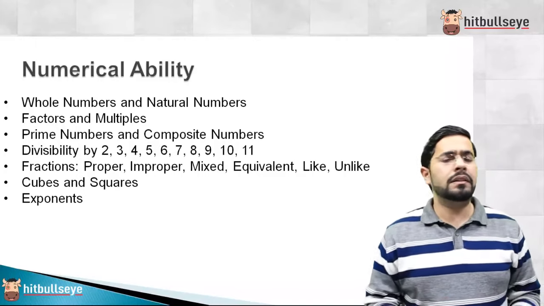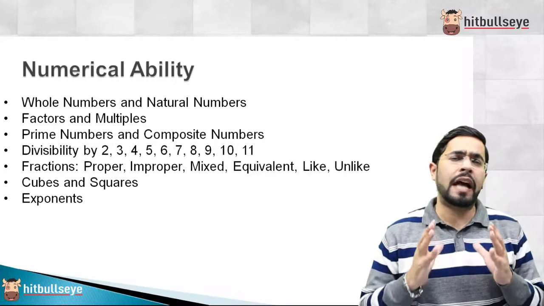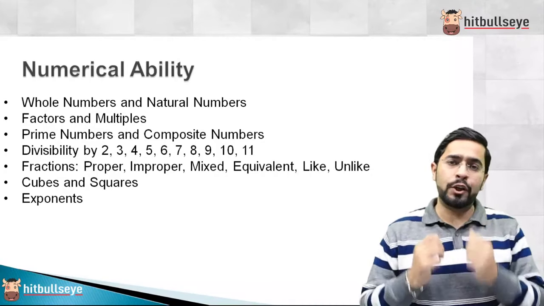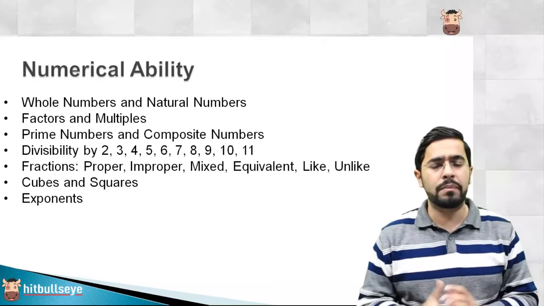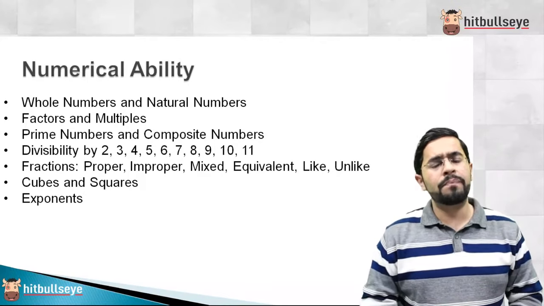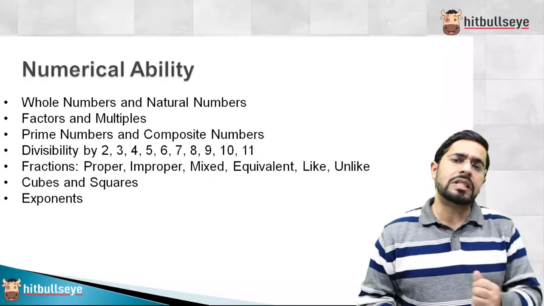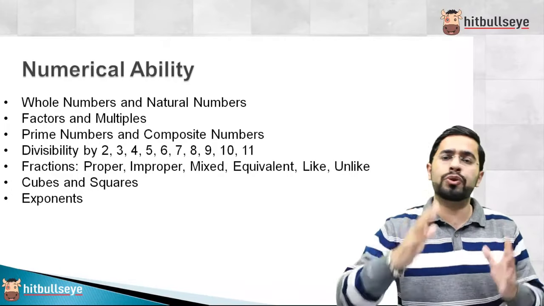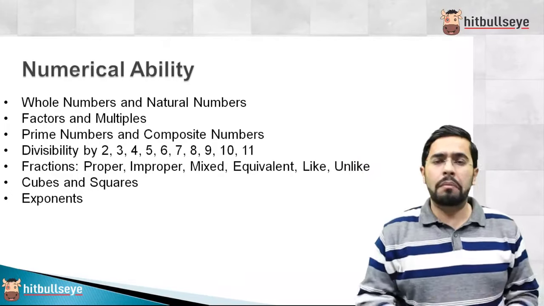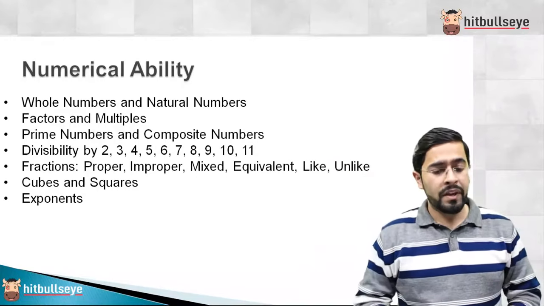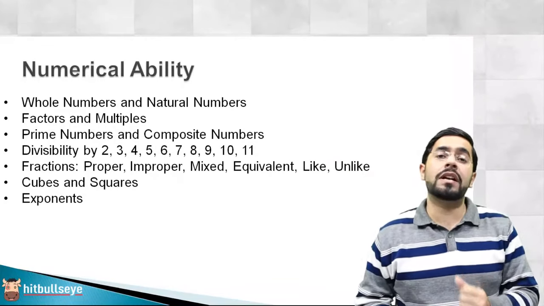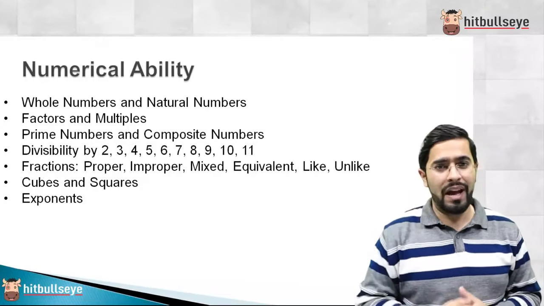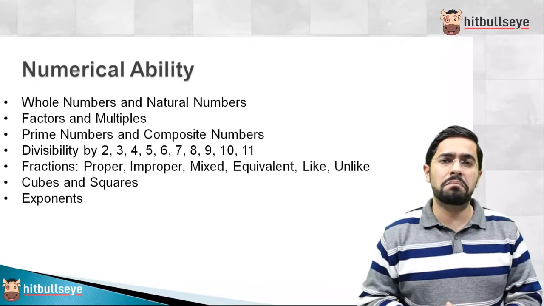Numerical ability is a section that students have probably been studying right from the first standard, and they have been taught about whole numbers and natural numbers. Just a very quick review. Natural numbers are those numbers that start from 1 and move on to infinity, that is 1, 2, 3, 10, 100, 1000, million, billion, trillion, and it can go on. Whole numbers are different from natural numbers in the sense that apart from all the natural numbers, they also contain zero as one of their elements.